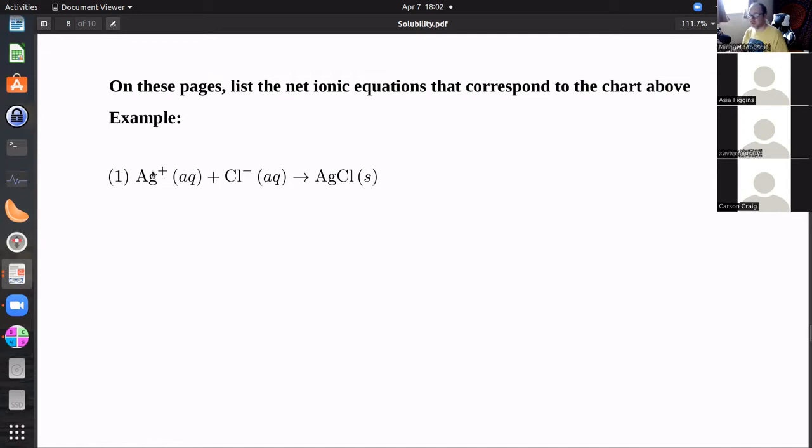It would be just silver cation plus chloride anion goes to silver cation plus chloride anion. Nothing happens. There's no reaction, so you don't write a reaction out for it.